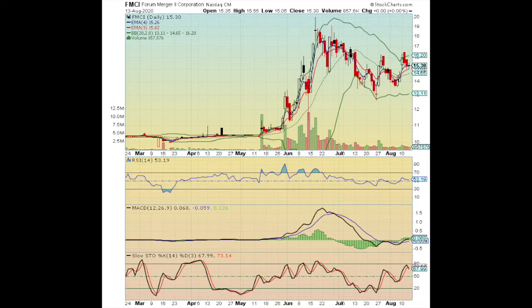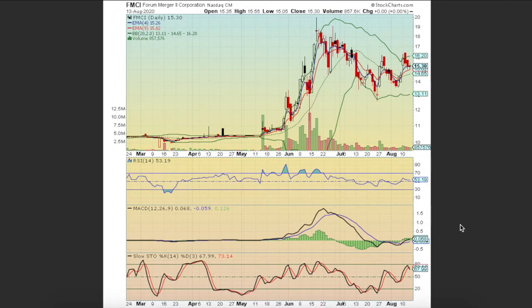So here is a FMCI chart. FMCI is a SPAC, and we will be covering SPACs in a later video, so definitely check that out. But FMCI is a SPAC where we see that it's been trading fairly flat from March to June, and we start to see some crazy movement here. It seems a little bit all over the place, but we're going to show you how to break this down so that you can time your entries and exits properly.